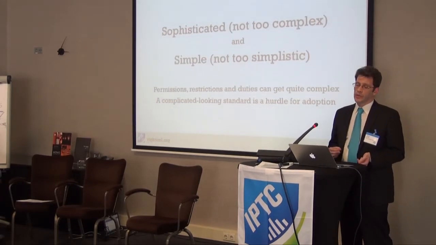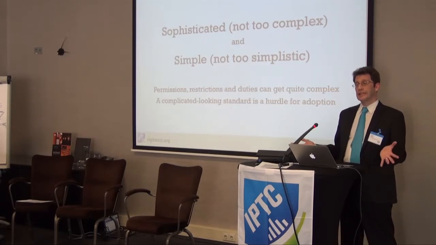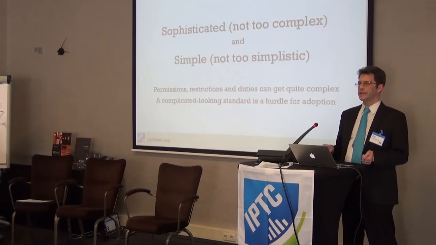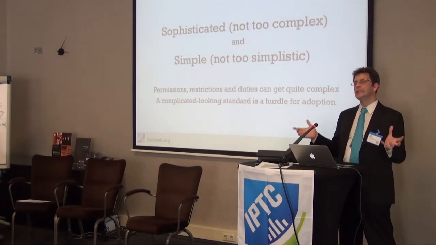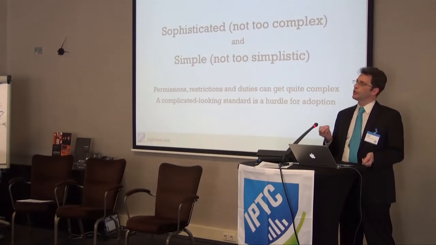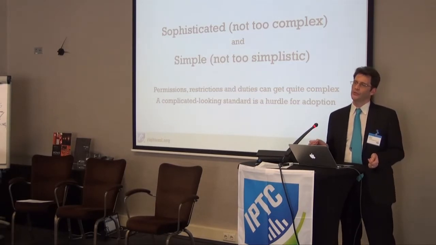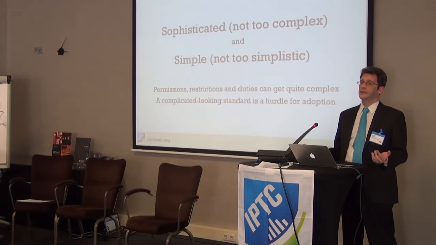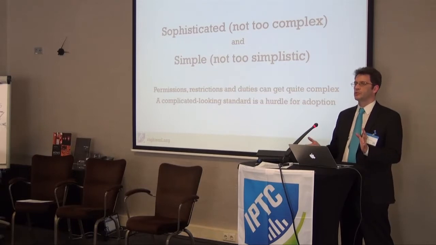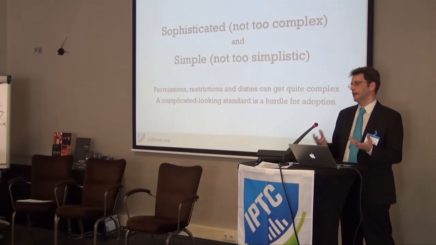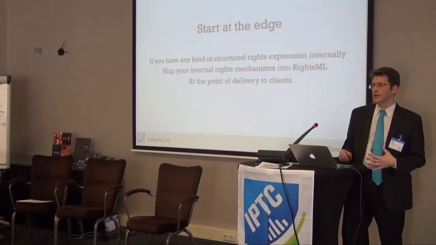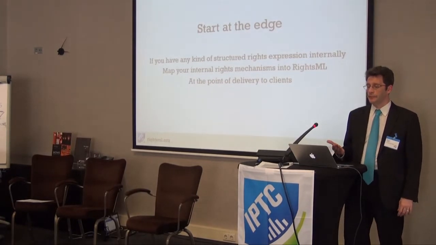And the third principle was we wanted to make it sophisticated. A lot of rights expressions today are extremely complicated, as Jeff was just illustrating. So the RightsML language needs to be sophisticated. But we also wanted to make it so that it's not too much of a scary standard, because we think that's a hurdle for people adopting it. So we're trying to strike that balance between making it sufficiently expressive and not too off-putting. Those are the three principles that we've tried to follow in developing RightsML.